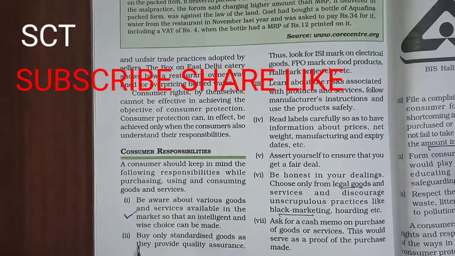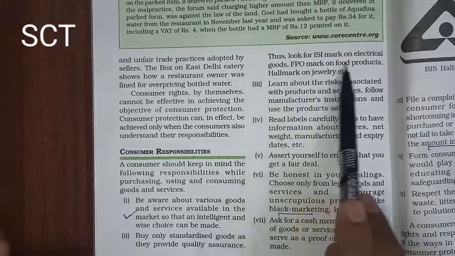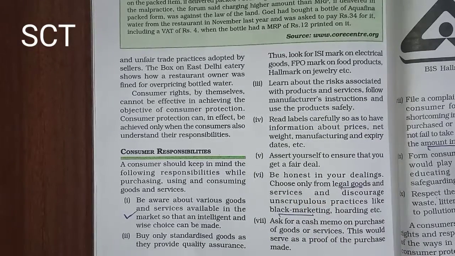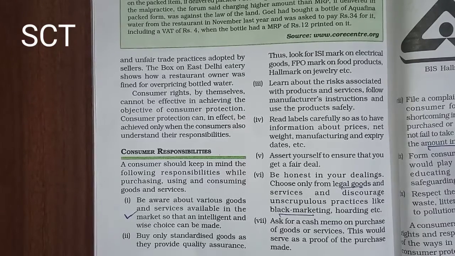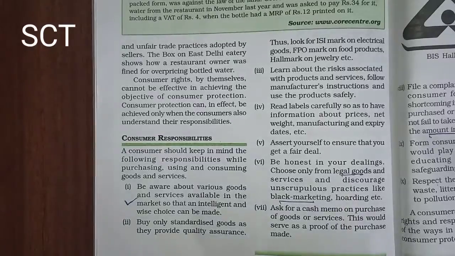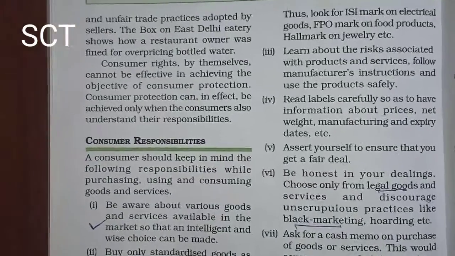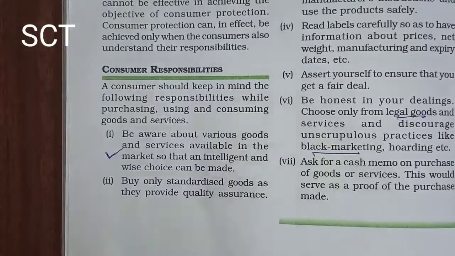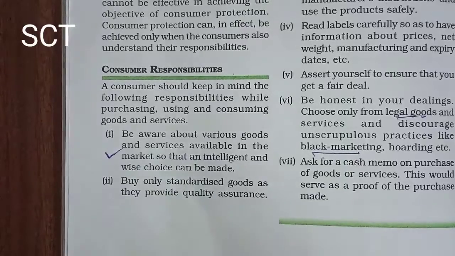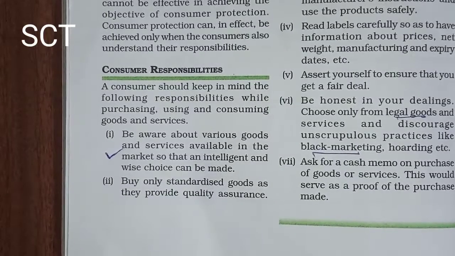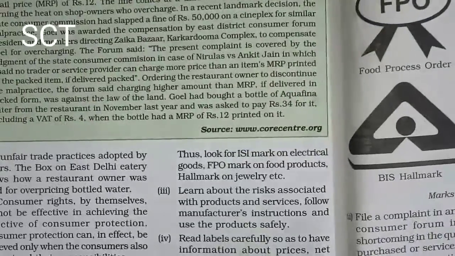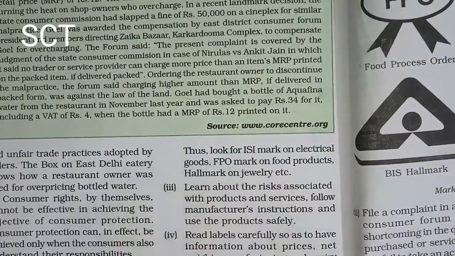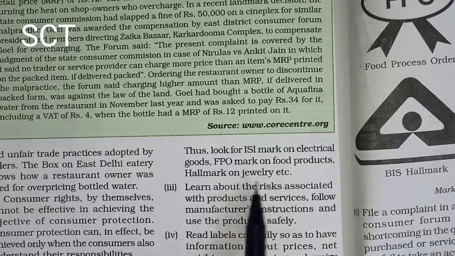The second point: buy only standardized goods as they provide quality assurance. Thus, look for ISI mark on electrical goods, FPO mark on food products, and hallmark on jewelry, etc. So, it is the responsibility of the consumer to purchase only good quality goods. So how can he ensure quality of the goods? For example, he has to buy ISI marked goods in case of electronic appliances, and in case of food products, he has to purchase FPO marked goods, and in case of jewelry, hallmark.